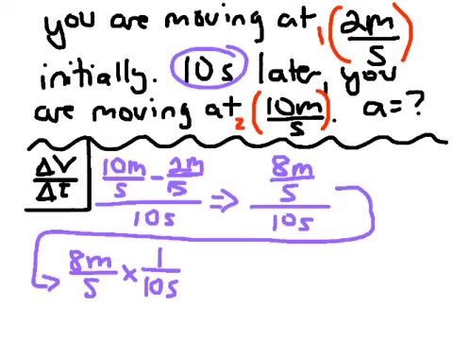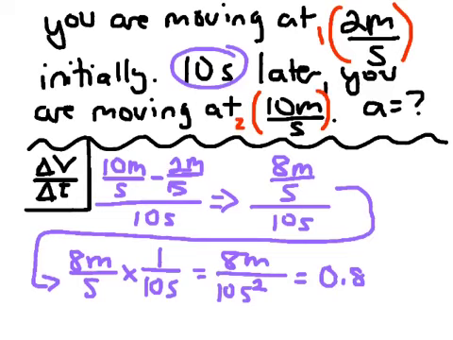Now look at our units. Do any units cancel? No. This is very important. You do not get unit cancellation here. This is going to equal 8 meters times 1, which is 8 meters, over seconds times 10 seconds, which is 10 seconds squared. Now this is very important to notice, that you're going to get a squared unit. So when you divide this out, this is going to be 0.8 meters per second squared.